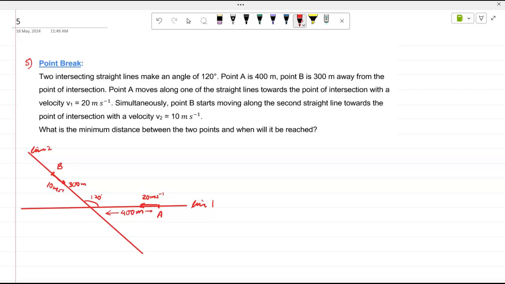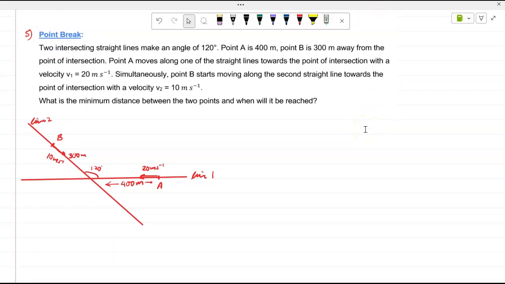The question asks for the minimum distance, which should be away from the point of intersection. What will happen? Let the minimum distance happen at time t.